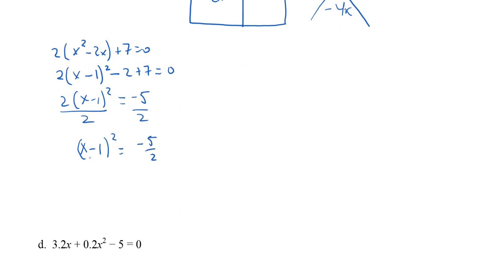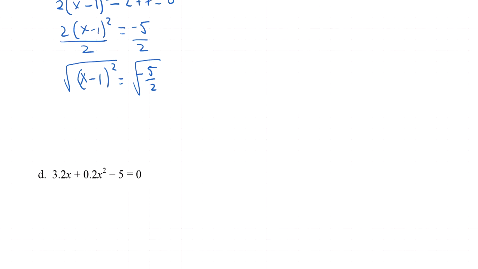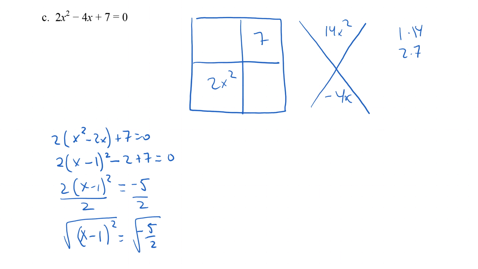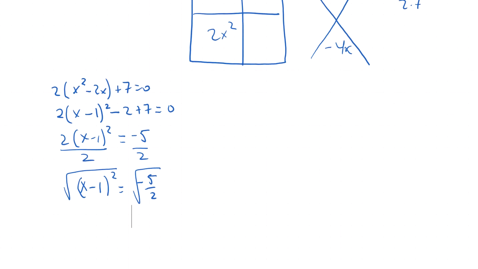And then we want to solve for x, so we take the square root, and we're taking the square root of a negative number. So the minute we do that, do we even have a solution? No, because it doesn't cross the x-axis. So we would say no solution, does not cross x-axis.